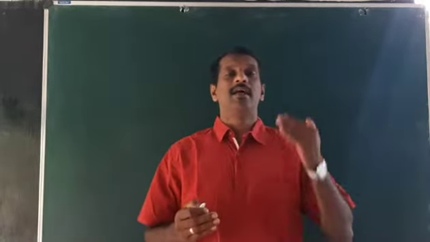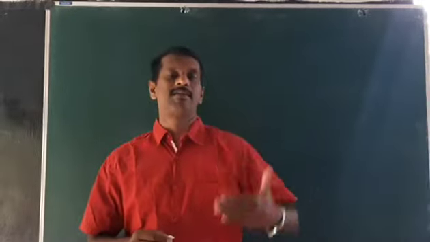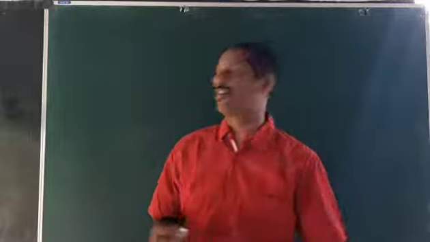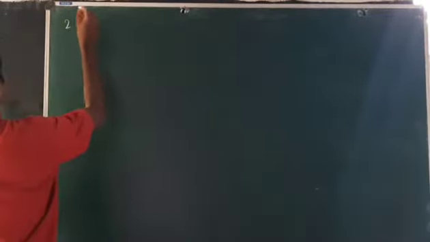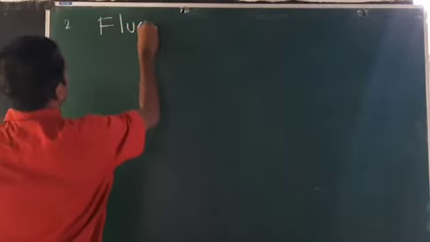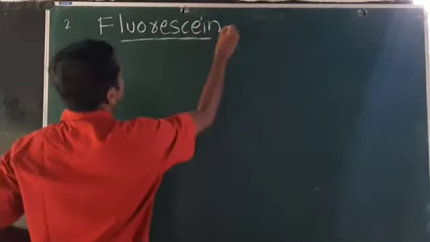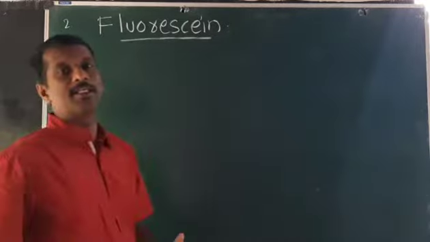We are discussing the compounds of phenol. Last class we discussed phenolphthalein, and the next compound is fluorescein. Second compound of phenol, that is fluorescein. Okay, how is fluorescein prepared?